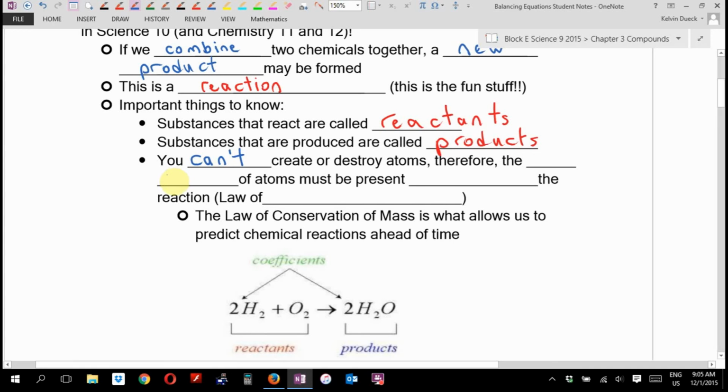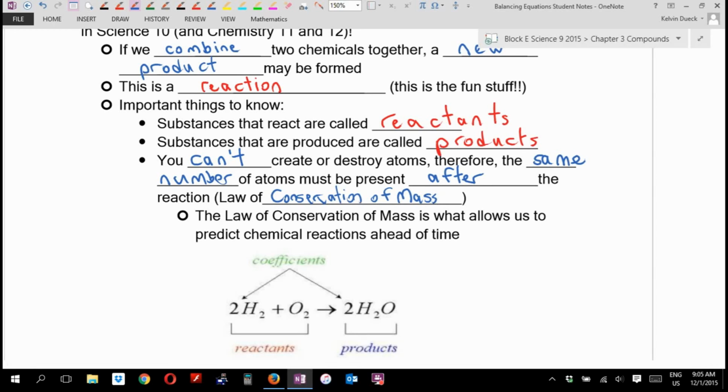So therefore, the same number of atoms must be present after the reaction. And this is called the law of conservation of mass. Mass is a science word for matter, for stuff. Conservation means it doesn't vanish or magically appear. The amount you start with is the amount you end with.